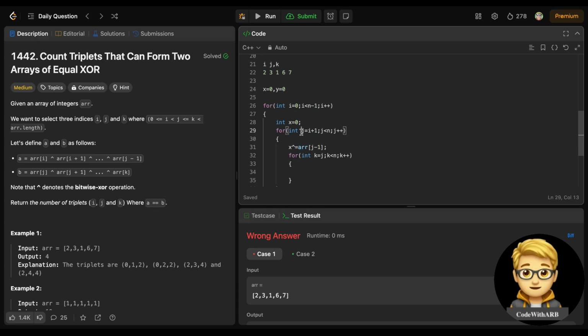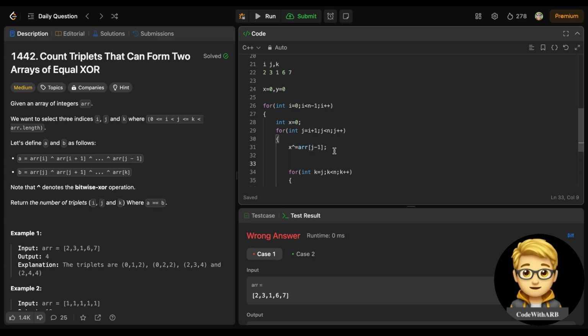Why? Because this j starts from i plus 1, so this should start from the 0, this ith part, because i needs to also be included here. So this would start from array of j minus 1. This will take XOR again and again whenever j increments. So this will give a cumulative XOR, right?